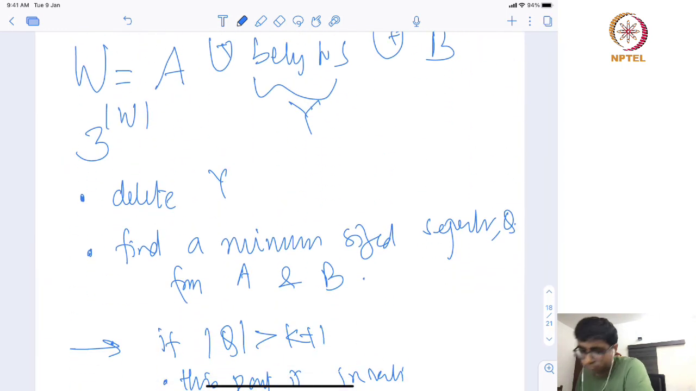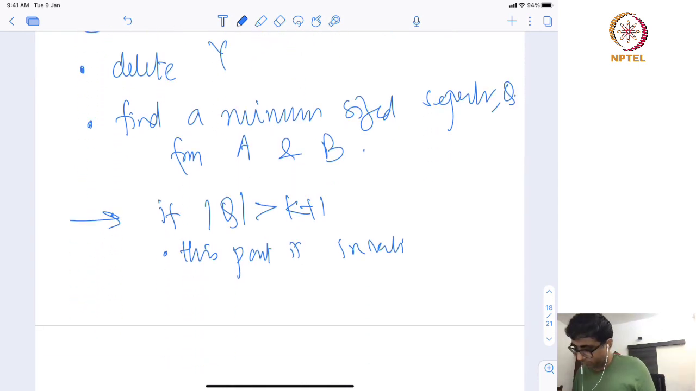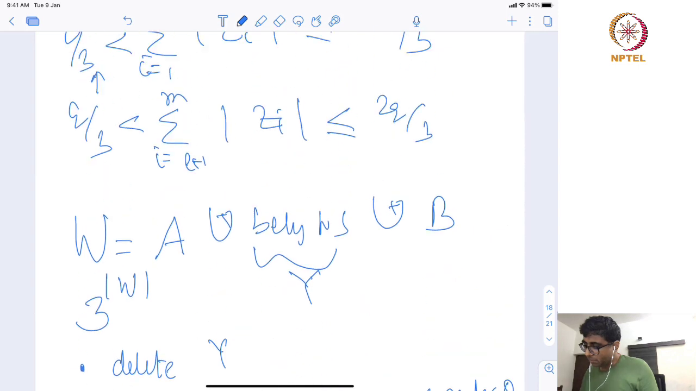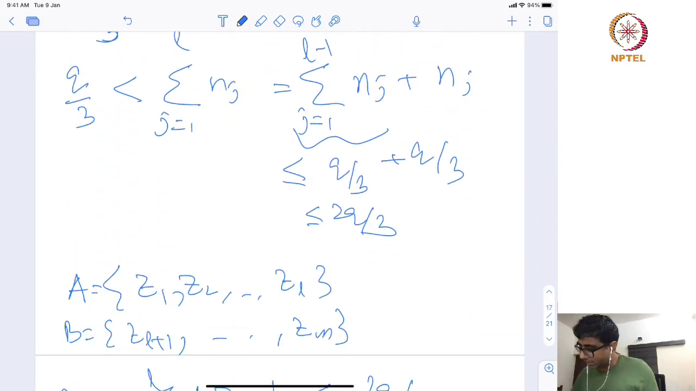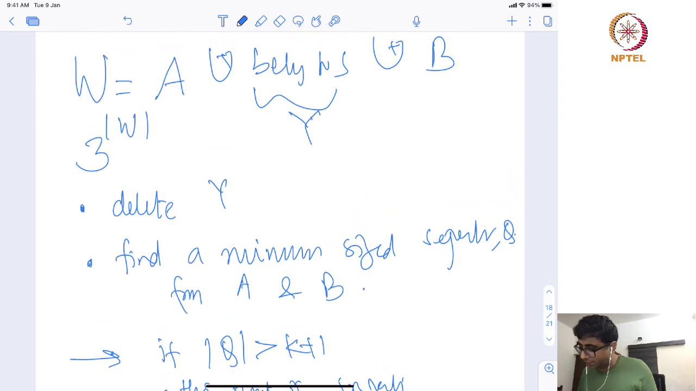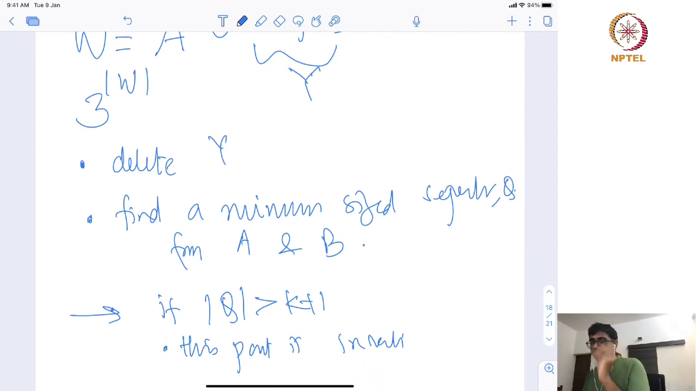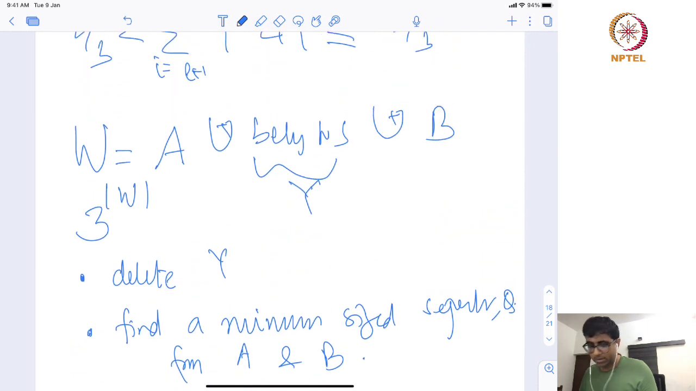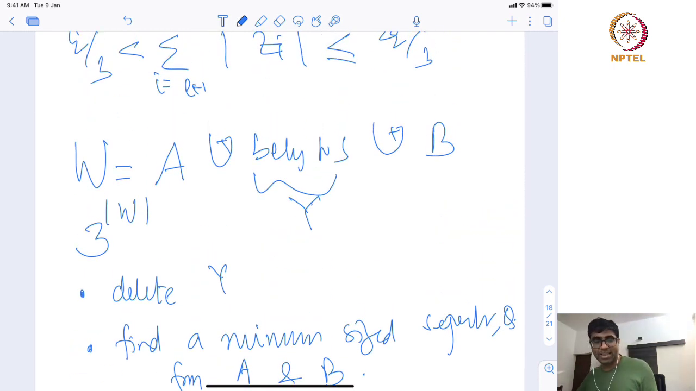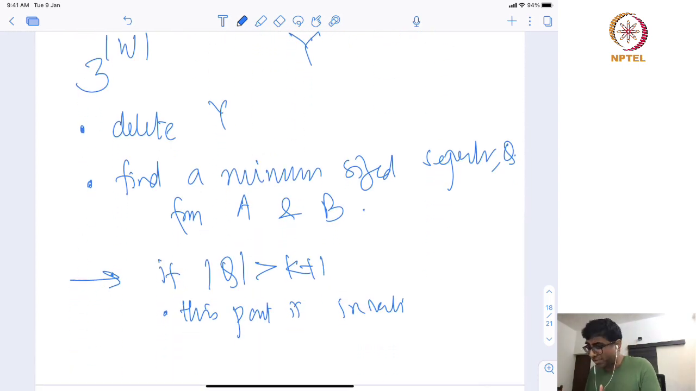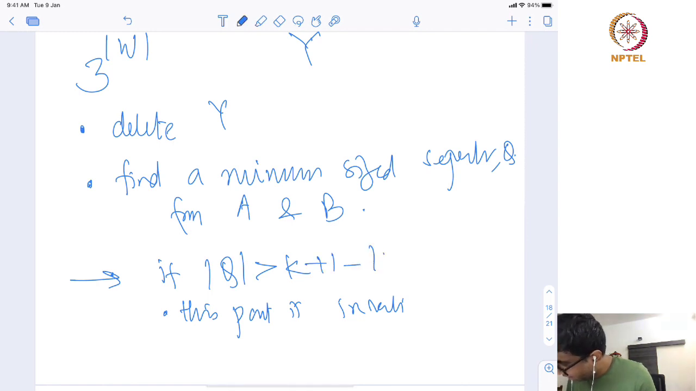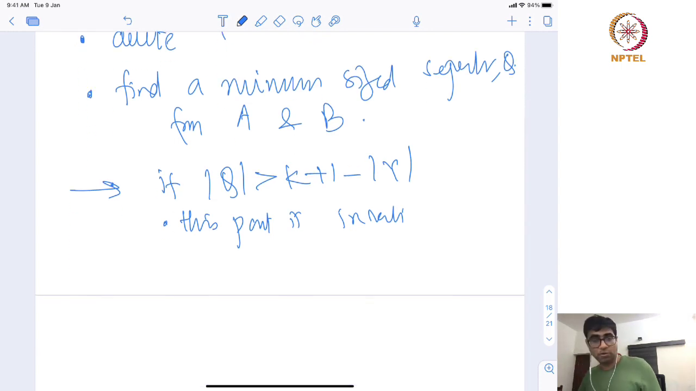Why? Because you are guaranteed that for at least some choice of S minus Y, if you delete it, A and B get separated, and its size is upper bounded by k plus 1. So if the cardinality of Q is more than k plus 1 minus Y, then you should say no.